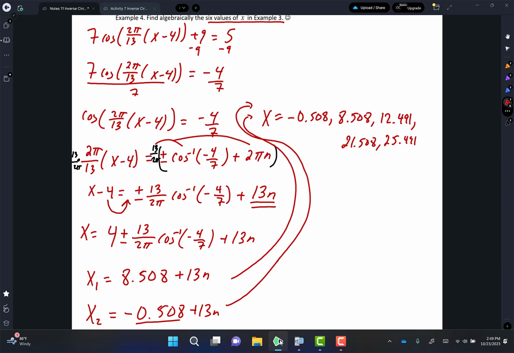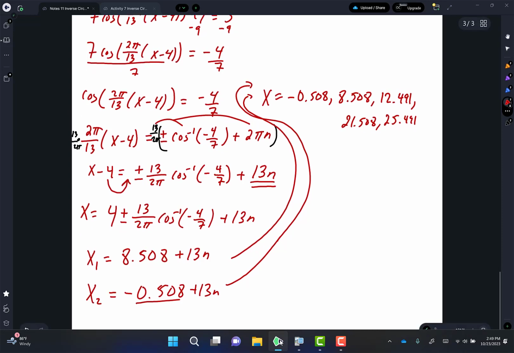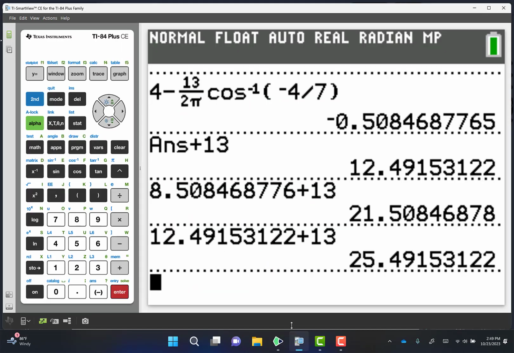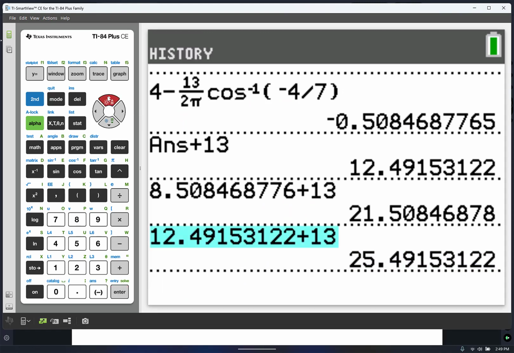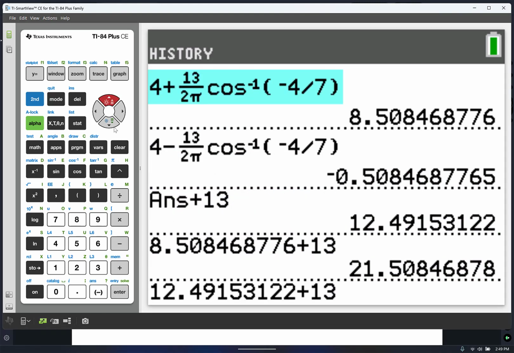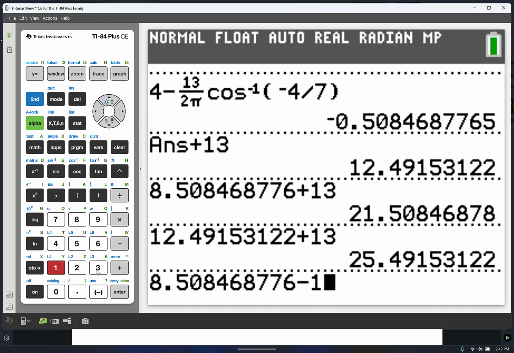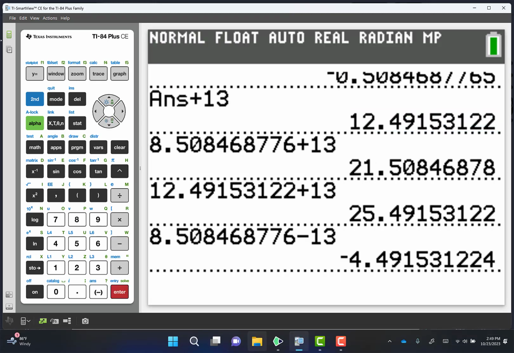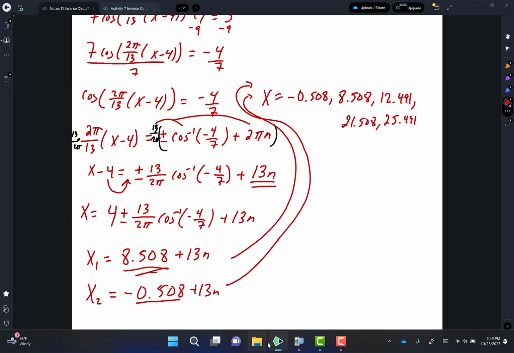Yeah, say it. You're right. Subtract. Subtract from which one? The 8.508 or the 0.508? Yeah, the 8.508. So you just go to your 8.508. Where are you, buddy? Here you are. 8.508. Enter, and I'm going to subtract 13. And there it is, negative 4.492 or 491.